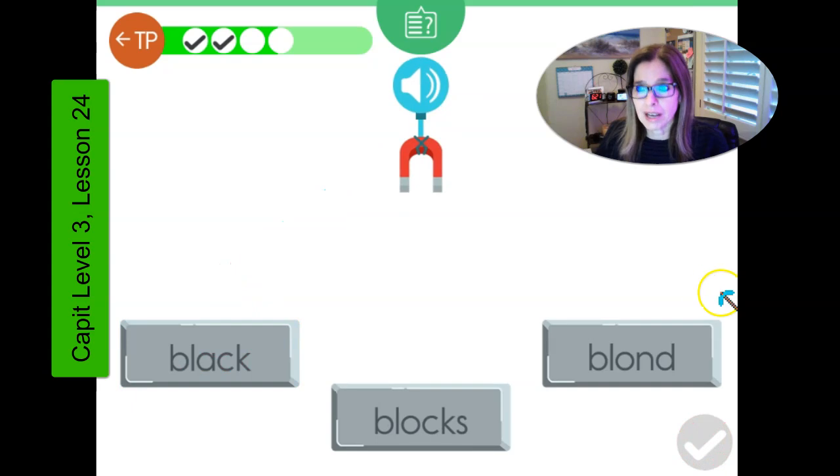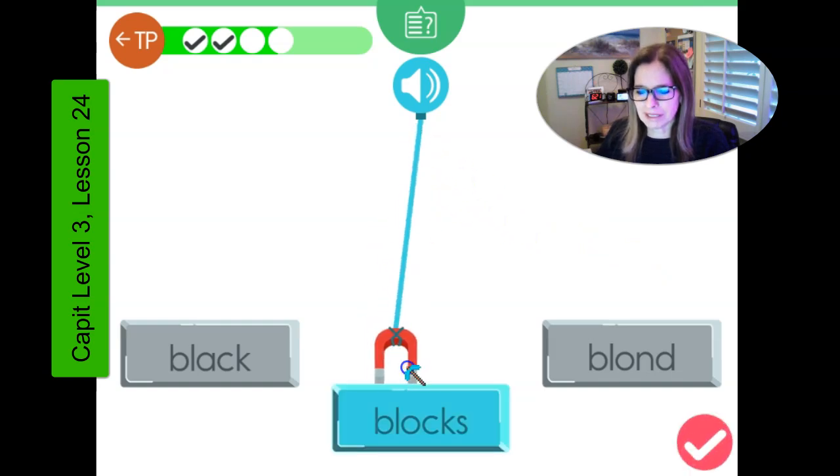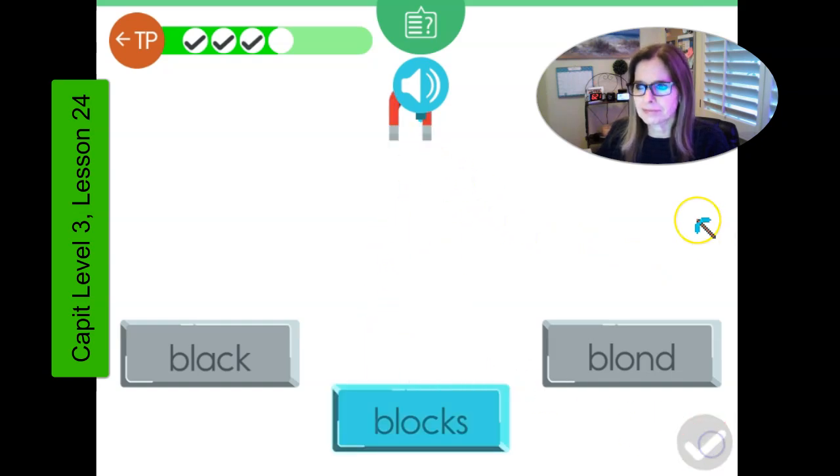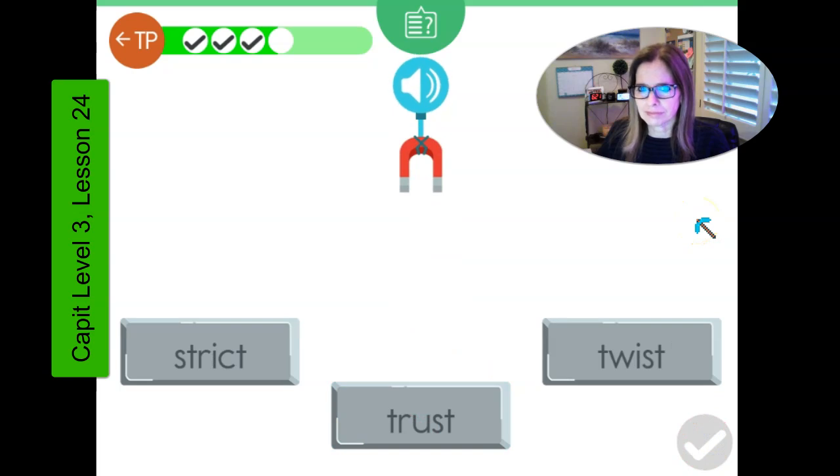Blocks. Blocks. I heard b-l, ox. Trust. Trust. T-r-u-st. I heard, everybody, in the word trust, I trust you're doing this.